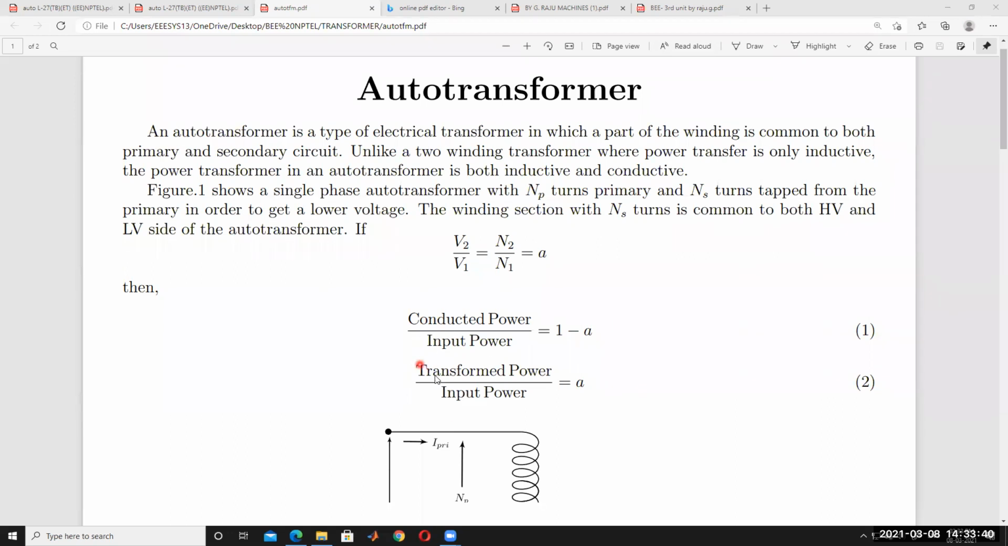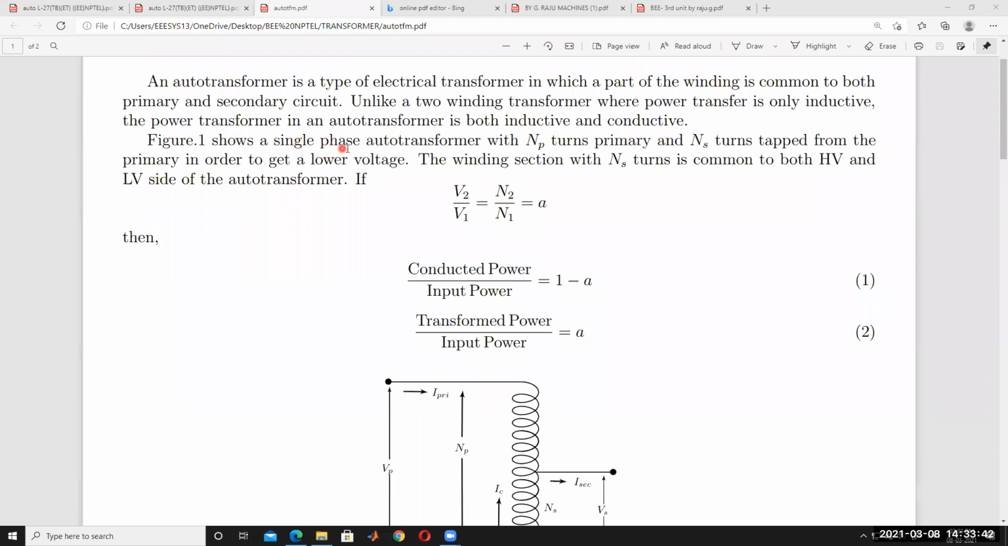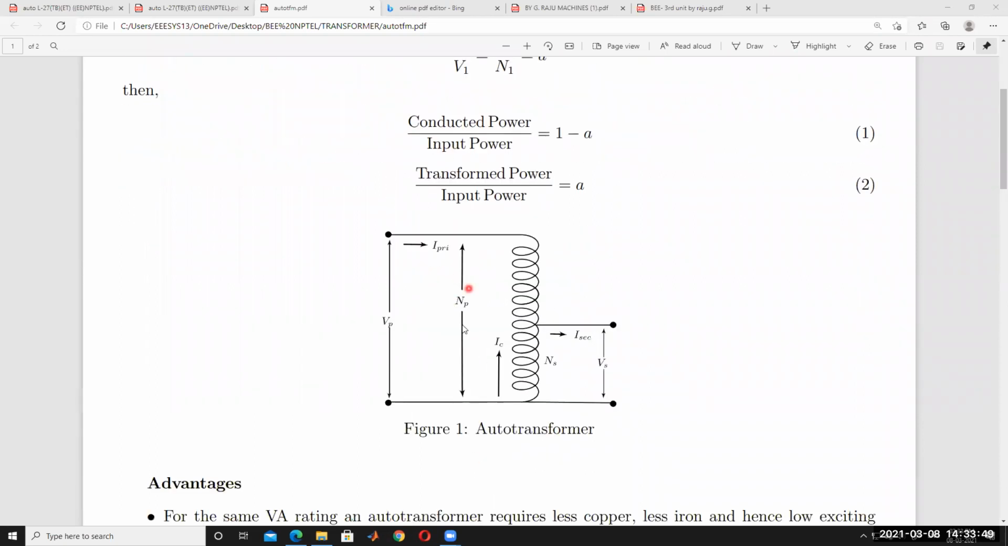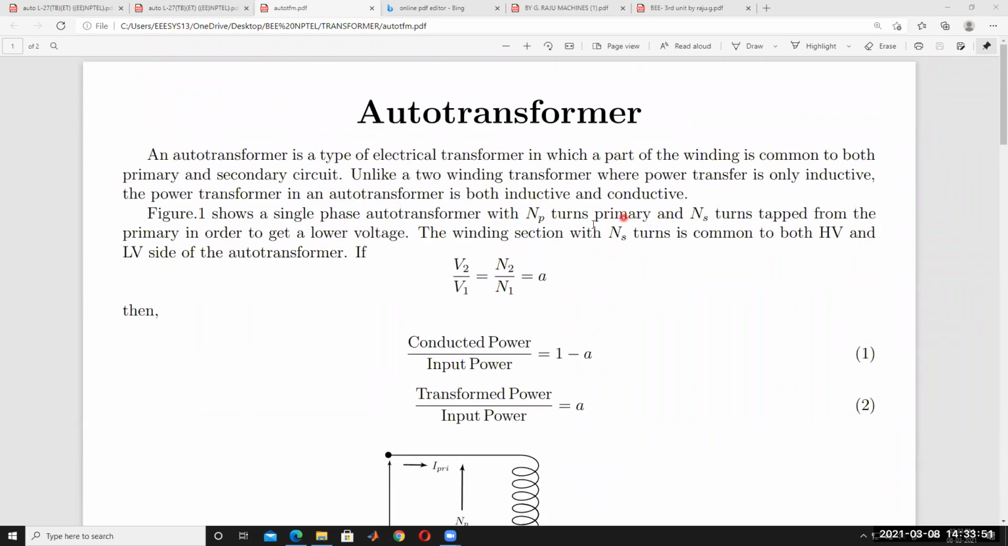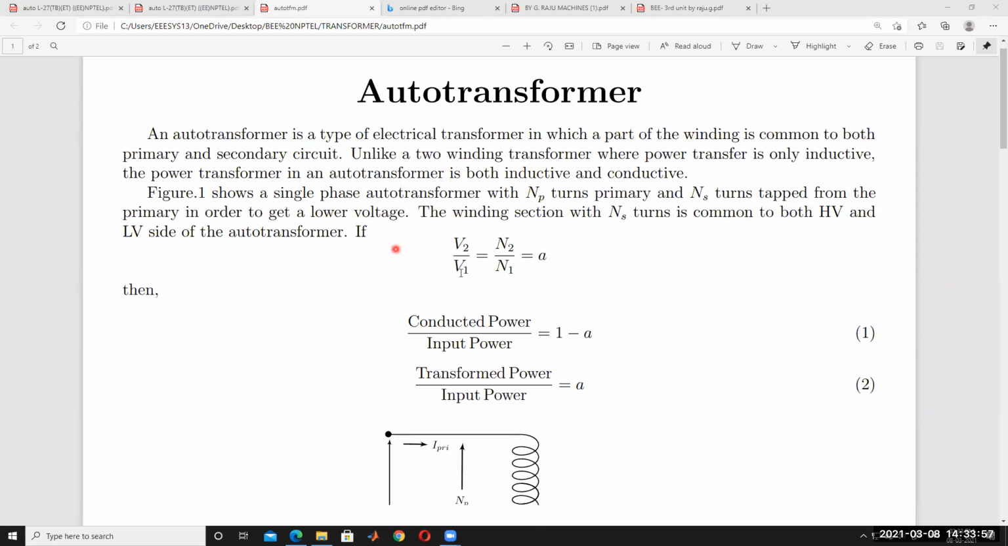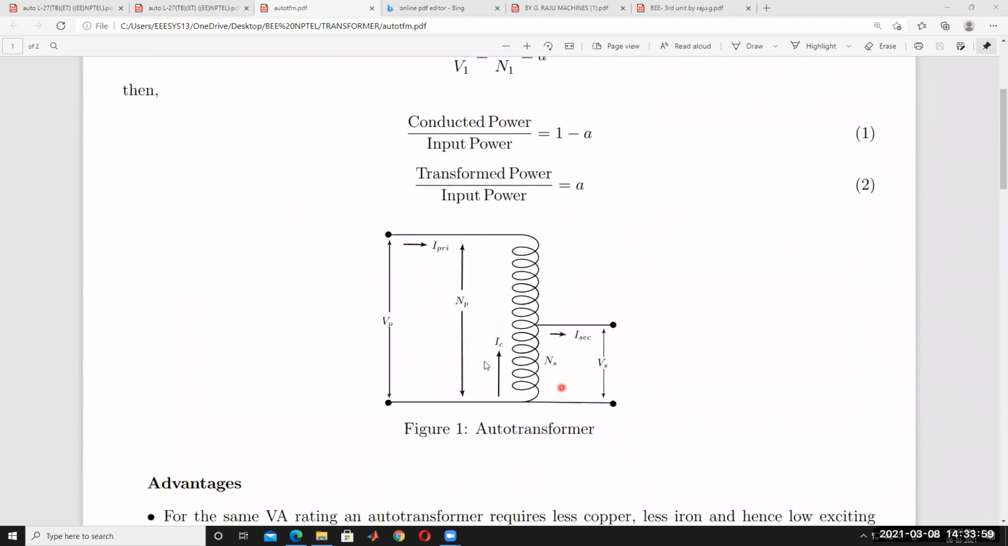Understood? In this figure, a single phase auto transformer with the number of turns: NP is the number of turns on the primary side, and NS is the number of turns tapped from the primary in order to get lower voltages. So this is a step down transformer. The primary has more turns, but the secondary has fewer turns. VP is the primary voltage and VS is the secondary voltage.